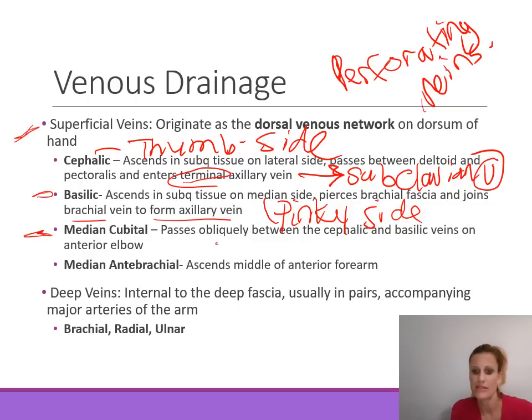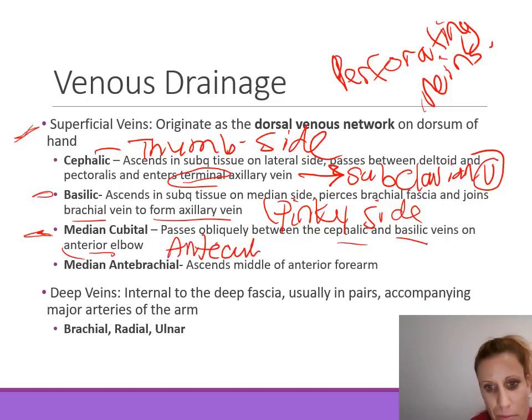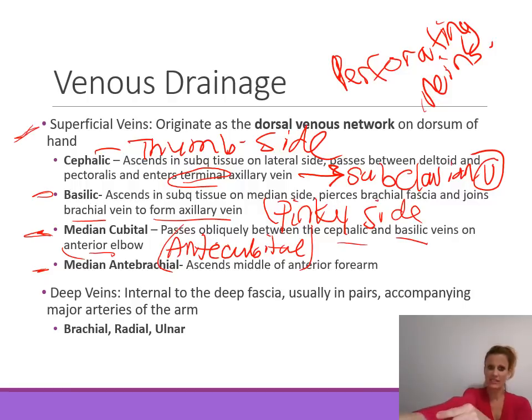So it interconnects the cephalic and basilic veins on the anterior elbow or antecubital region. This is where you normally get blood drawn. It is right here, the antecubital region, from that median cubital vein. The median antebrachial vein is a smaller vein that ascends up the middle of the anterior forearm. So those are all the superficial veins. These are the ones that are really easy to see from the surface that we'll normally get blood from.